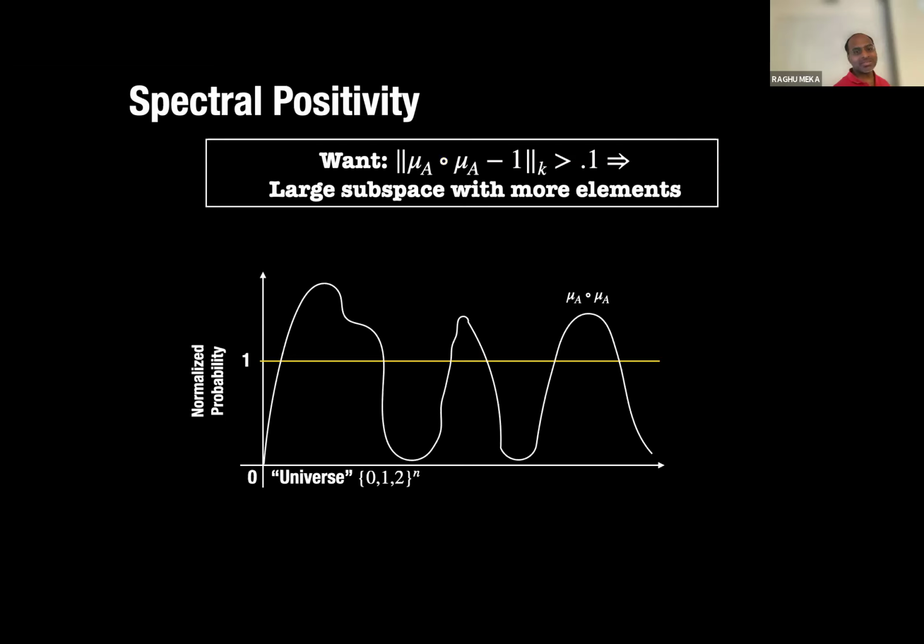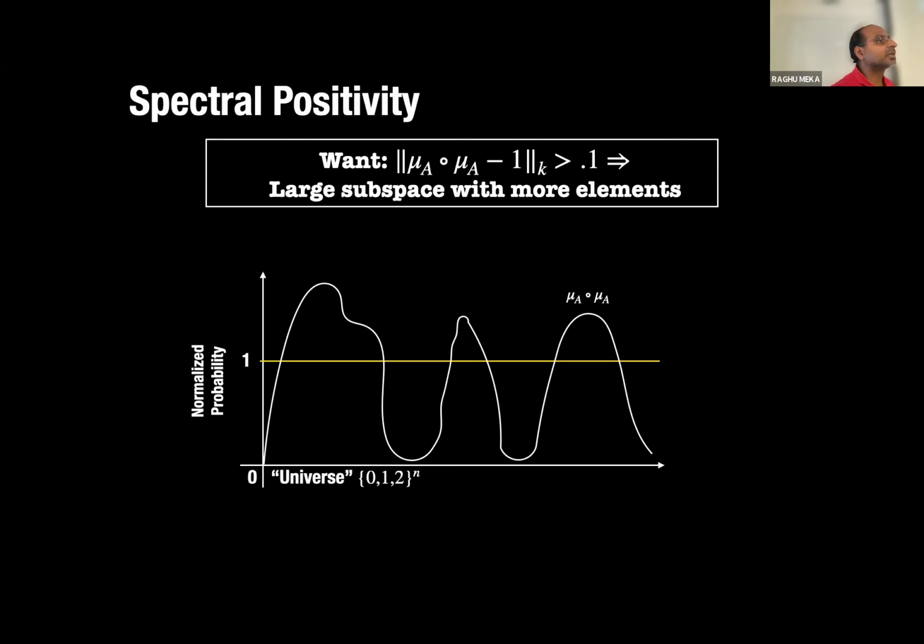Okay. So why is working with difference convolution nicer? Again, let's go back to our caricature. We have our universe. We have our normalized probability, so that we are always comparing with 1 instead of 1 over the domain size. And this is what the difference convolution mu-a looks like. Okay. It could be all over, but somehow we want to say that if it is not close to 1, something happens for us.